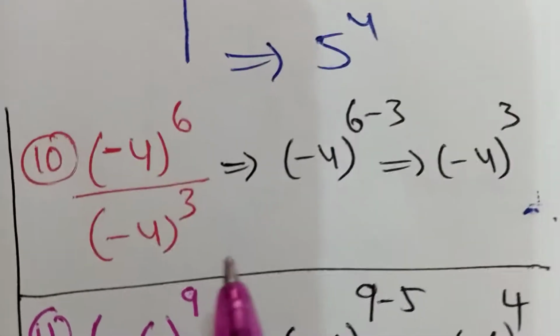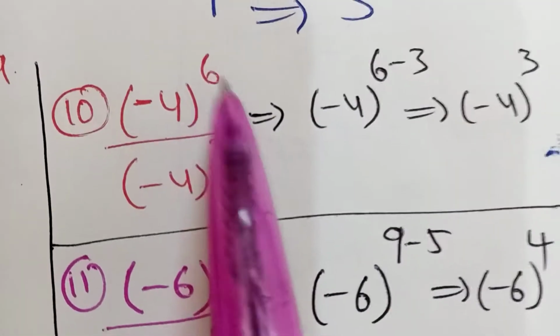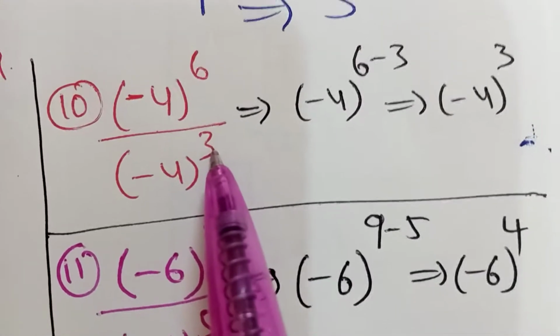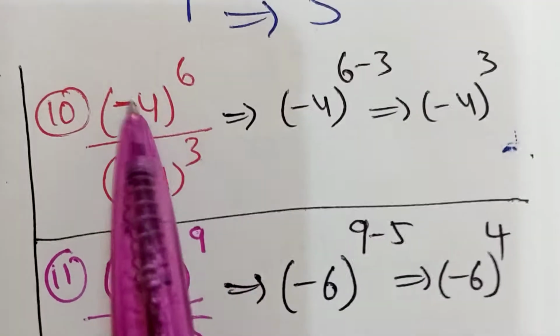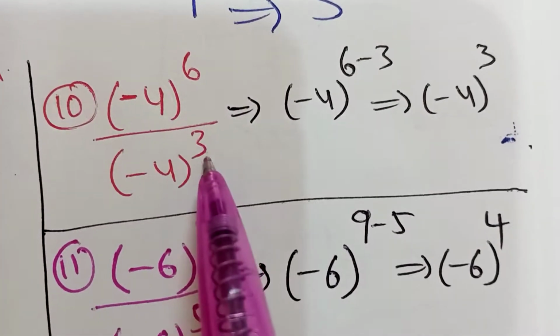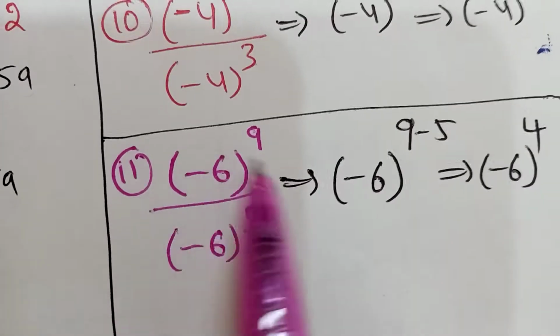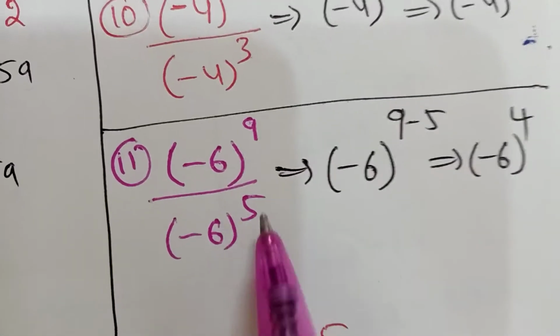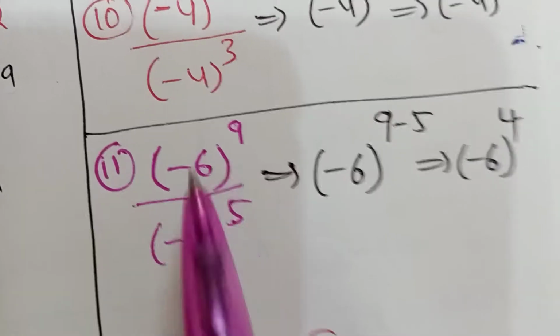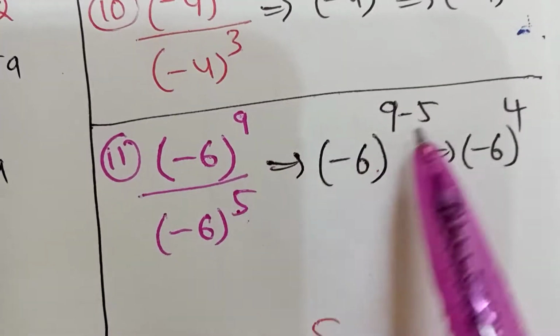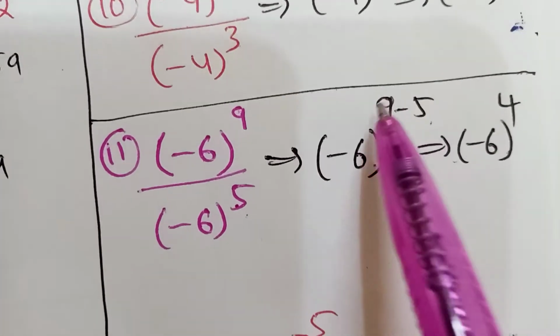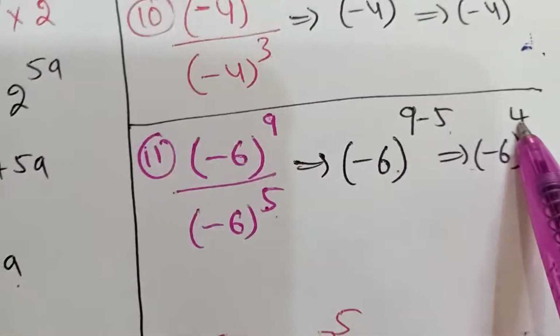Next, (-4)^6 by (-4)^3. Here division. So (-4)^(6-3), 6 minus 3, 3. (-6)^9 by (-6)^5 means (-6)^(9-5), 9 minus 5, 4.